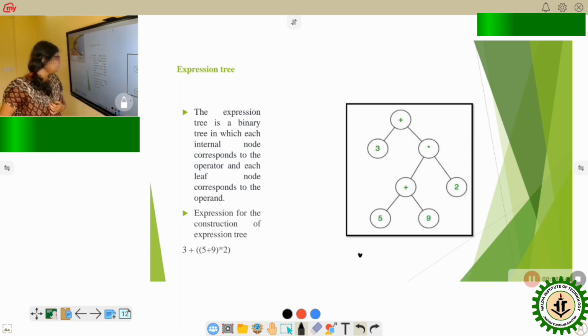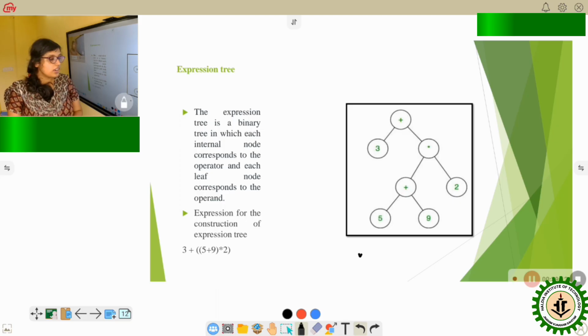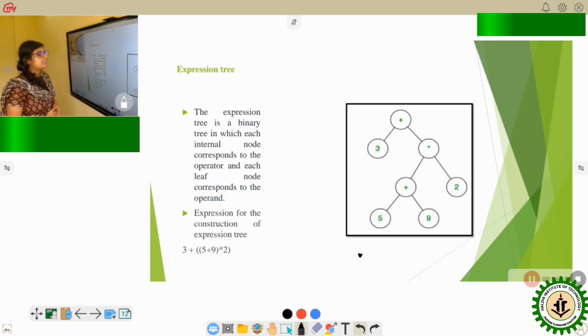So this is the structure of an expression tree where all the operands are placed as leaf nodes. See here what are the operands present here, 5, 9, 2 and 3. These are placed as the leaf nodes and what are the operators placed here, plus, multiplication, plus. These are placed as the internal nodes.